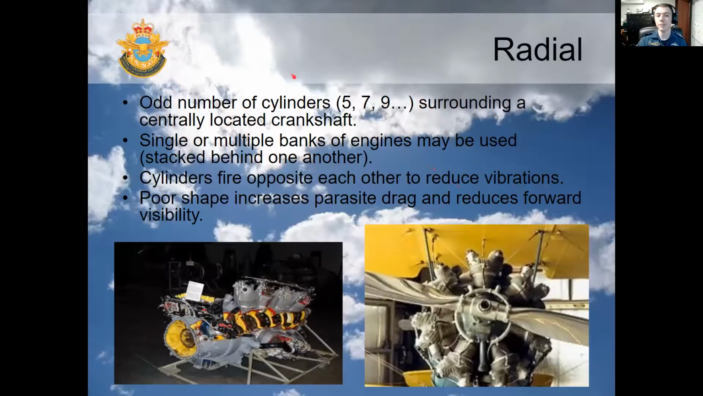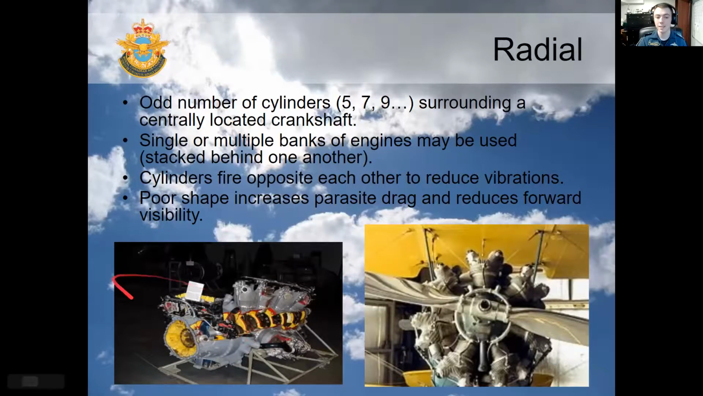It's always going to have an odd number of cylinders around that crankshaft, and you wouldn't see 1 or 3. 1 for obvious reasons. 3 is just simply not capable of producing adequate power for what's necessary for an aircraft engine. You can often find these stacked behind each other in order to further increase that power.